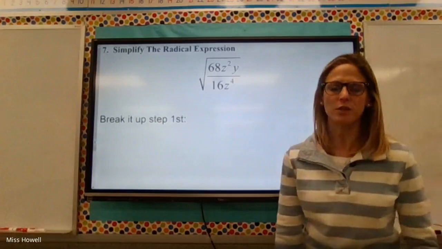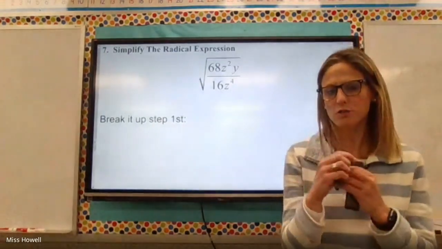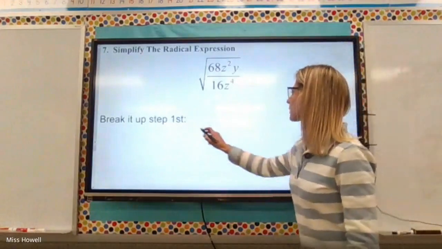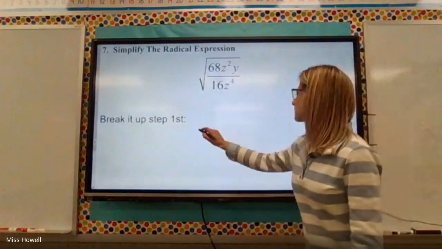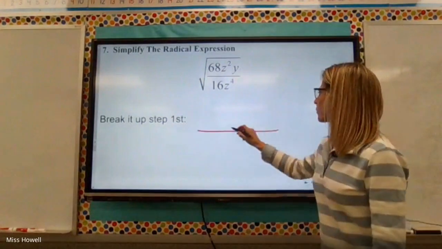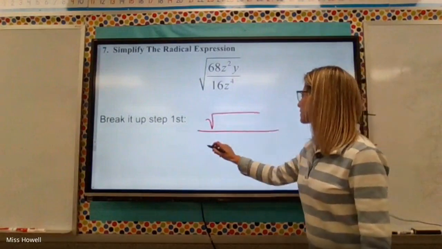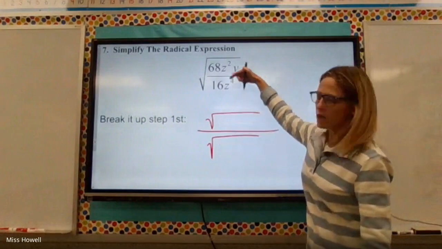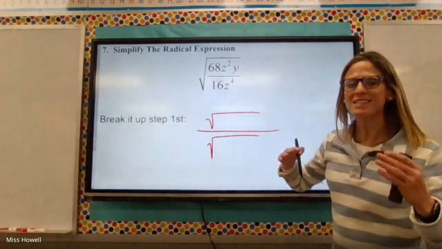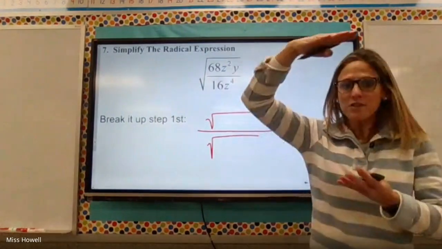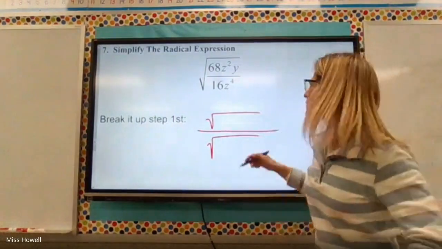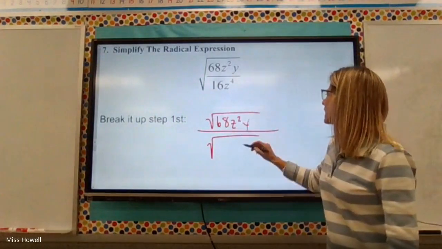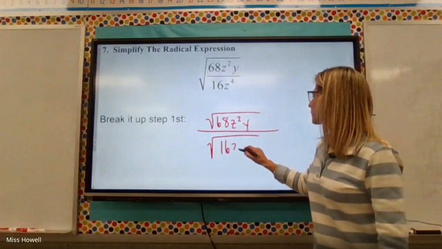The first thing I want to do is break that apart into two separate, independent square root problems. So the first thing I'm going to show on my paper where it says break it up is I'm going to have one fraction where I have a square root on top and a square root on the bottom. And now I can write these as their own individual square root problems. It's the same problem. Having one big square root or two square roots on top of each other are equivalent. So 68z squared y and 16z to the fourth.